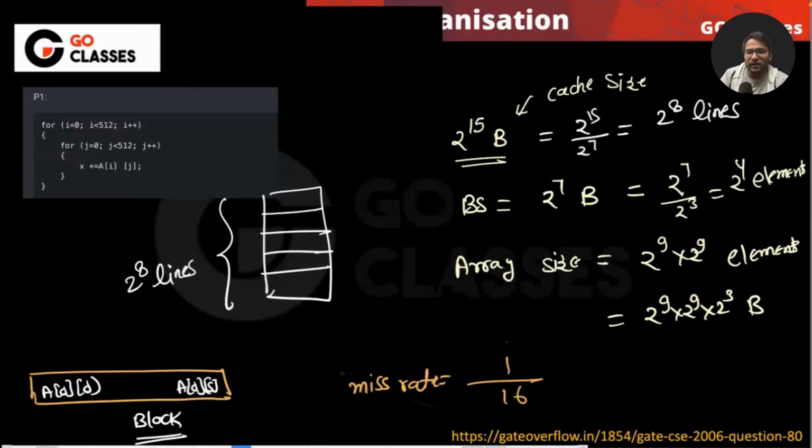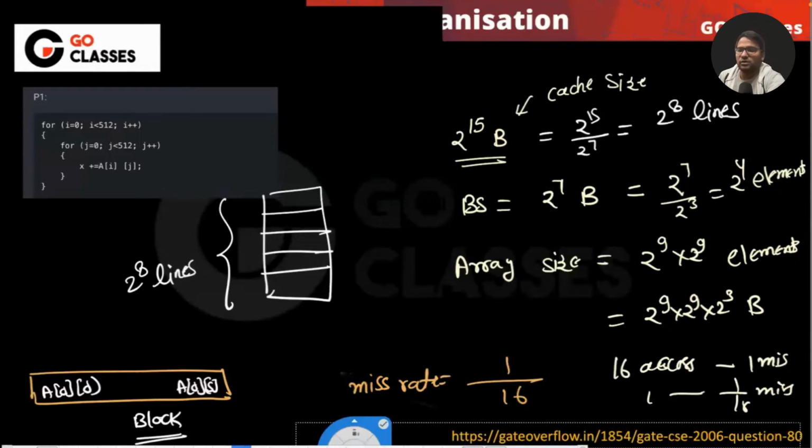It tells you that out of 16 accesses, you have one miss. So out of one access, you have 1 upon 16 misses. Out of how many element accesses are you doing? 2 power 9 into 2 power 9 elements you have. So out of these many elements, how many misses do you have? That's how you can understand.